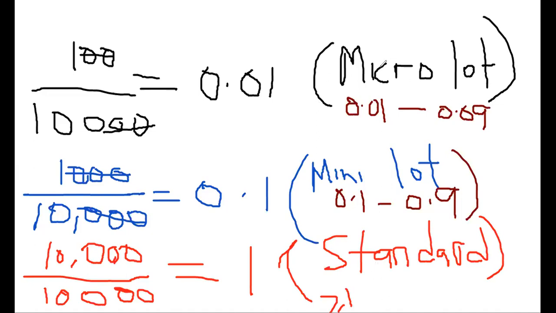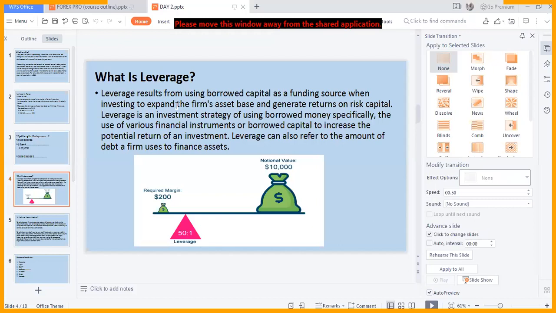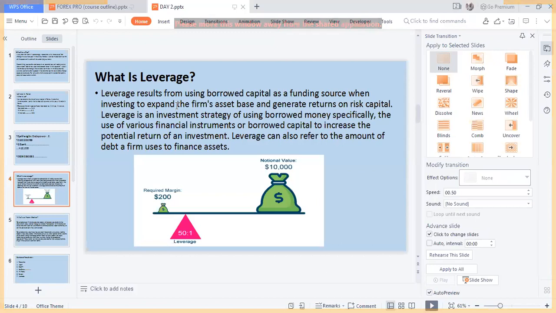So that is it about lot size. All right, on to my next phase. The next phase is leverage. Leverage results from using borrowed capital as a funding source when investing to expand the firm's asset base and generate returns on risk capital. Leverage is an investment strategy of using borrowed money, specifically the use of various financial instruments or borrowed capital to increase returns.